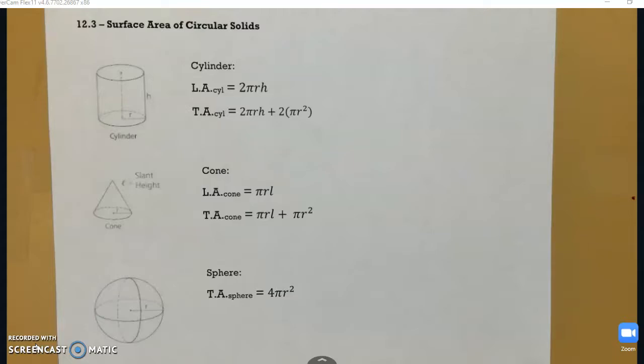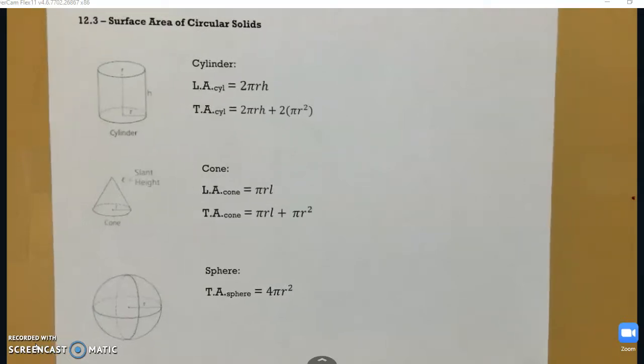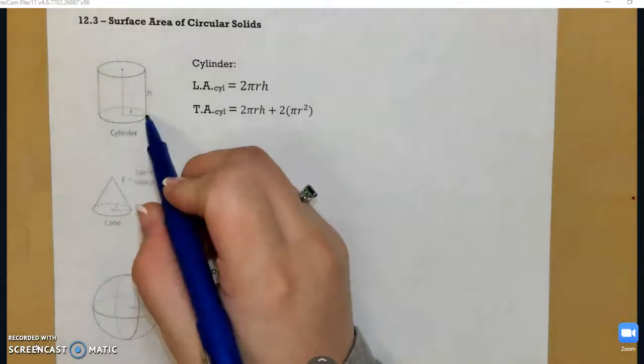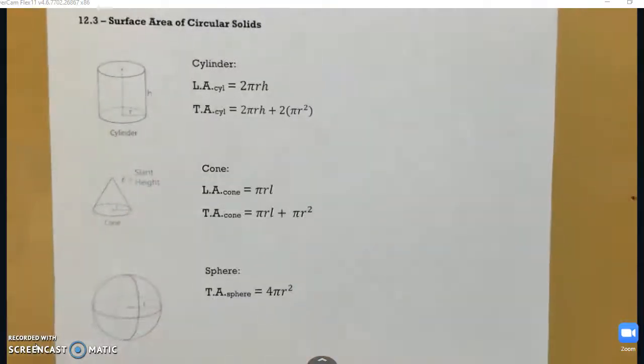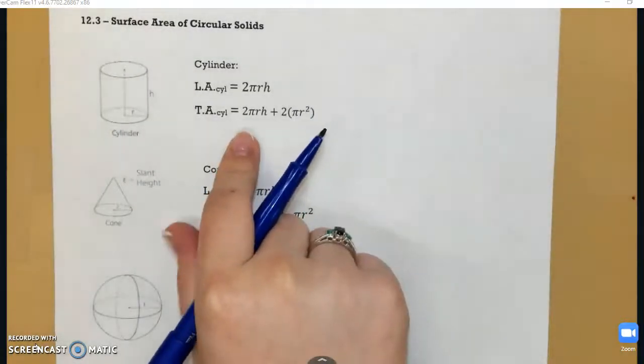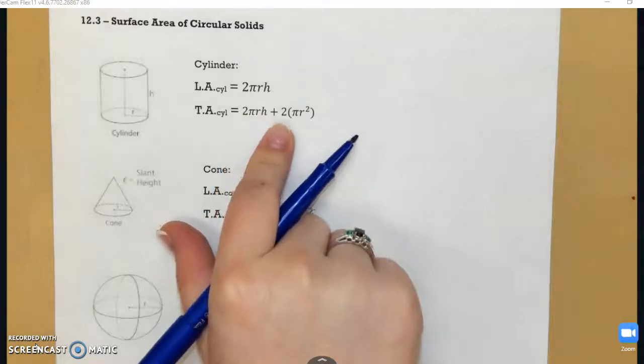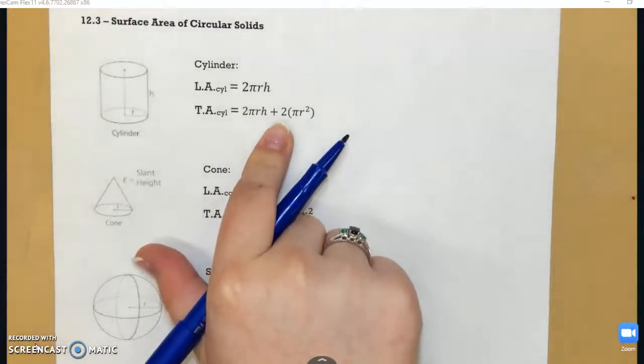So first off, for a cylinder, our lateral surface area is going to be 2 pi RH, where R is our radius and H is our height. And then our total surface area is going to be the lateral surface area plus 2 pi r squared.